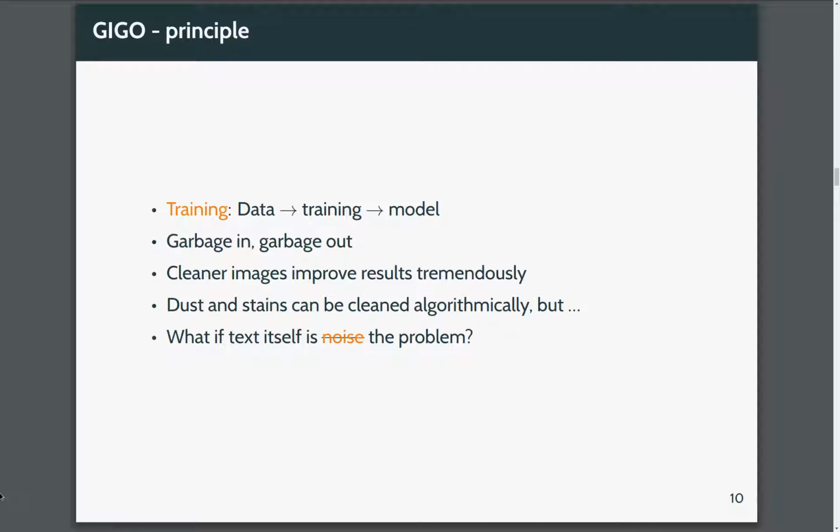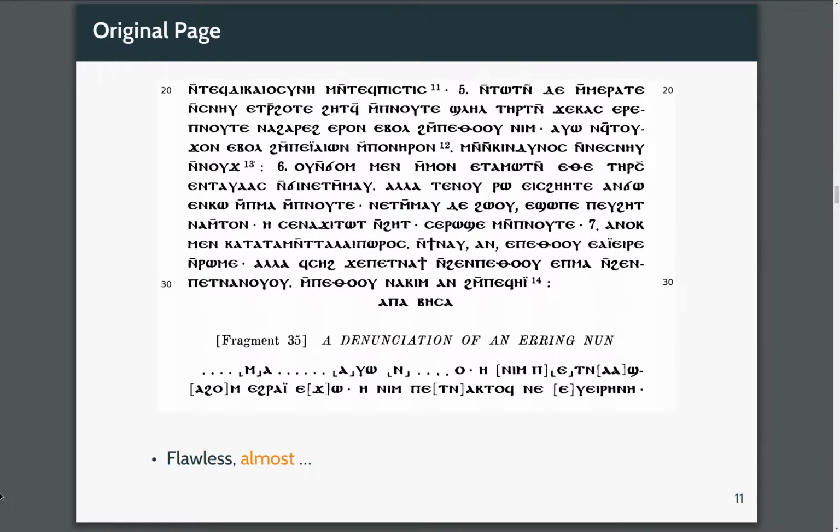But what if the text itself is the noise or the problem? Take a look at one of our pages. What we see here is an almost flawless page, but it still has line numberings that will be prepended and appended on the corresponding line.